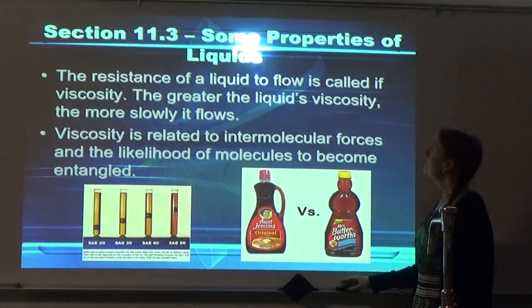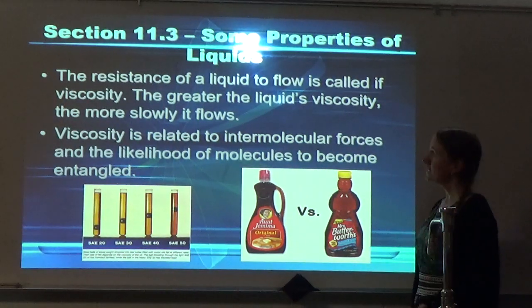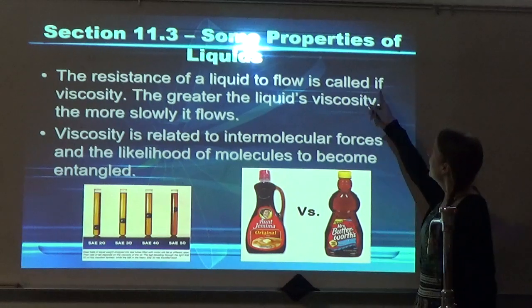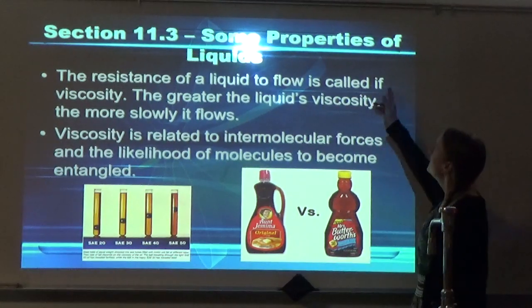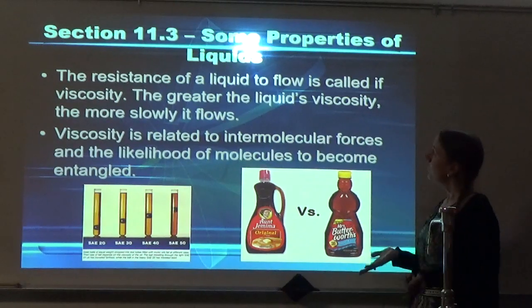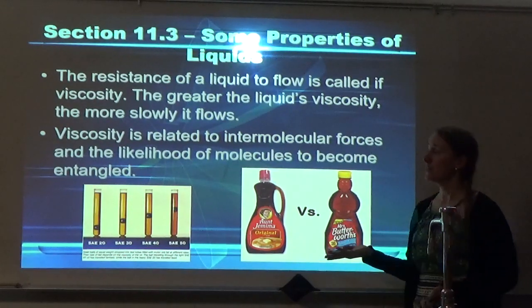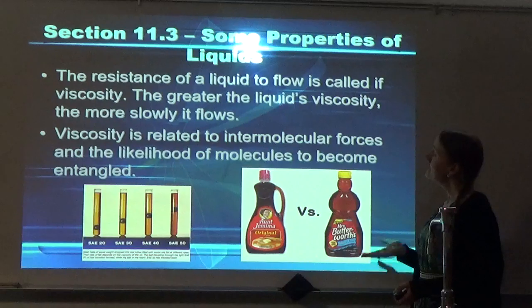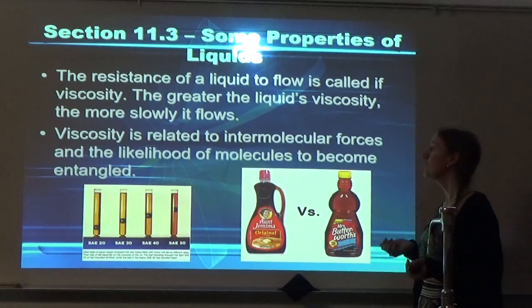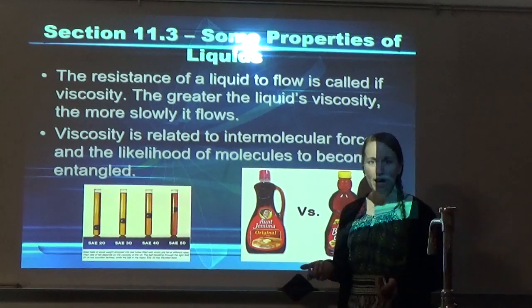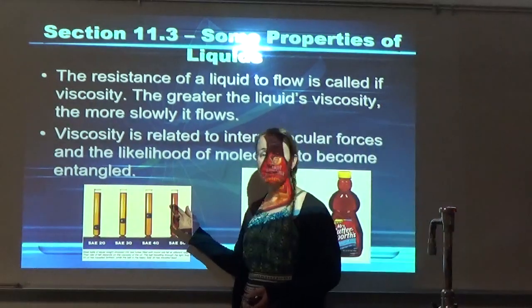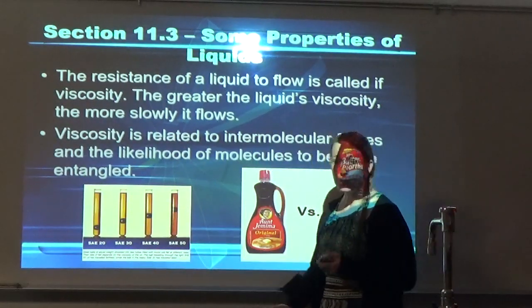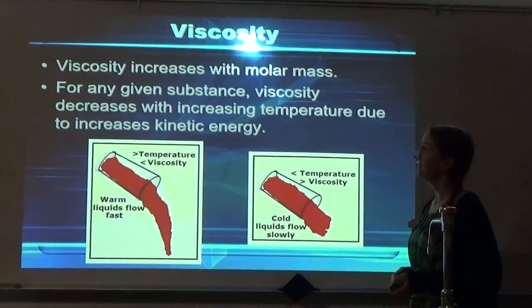So, the resistance of a liquid to flow is called its viscosity. Oh, that should not say if, but it does. Oh well, typo on my part. It's called its viscosity. The greater the liquid's viscosity, the more slowly it flows. Viscosity is related to intermolecular forces and the likelihood of molecules to become entangled. So the more intermolecular forces the molecules have, the closer they want to be together. So they're going to flow slower and be higher viscosity.